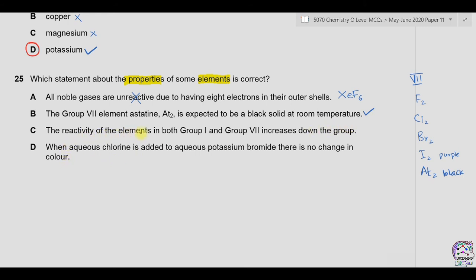C. The reactivity of elements in both group 1 and group 7 increases down the group. Now this is true for group 1, but in group 7 the reactivity decreases down the group. D. When aqueous chlorine is added to aqueous potassium bromide, there is no change in color. So let's add chlorine to potassium bromide. As chlorine is more reactive than bromine, chlorine can easily displace bromine, so it will form KCl and Br2, and Br2 is brown in color, so there is a change in color. So this is incorrect. So the only correct option is B.